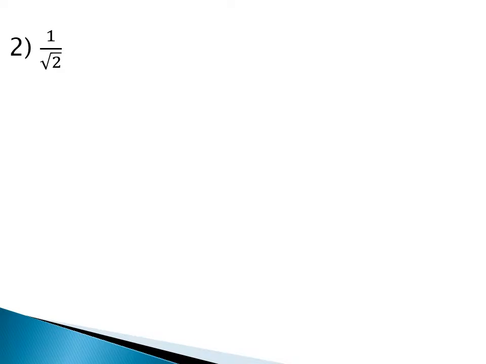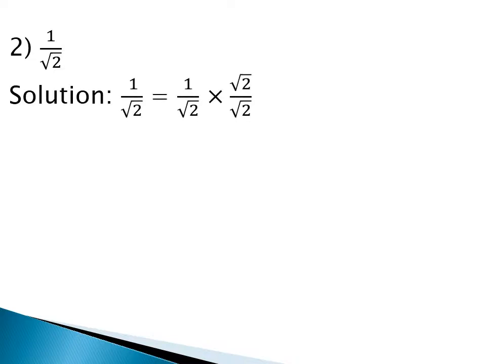One more I had given. 1 by root 2 is the question. So how can it be rationalized now? 1 by root 2 into root 2 by root 2. So again, in the numerator 1 into root 2, the denominator root 2 into root 2, that is root 4 equal to 2. So 2 is a rational number.